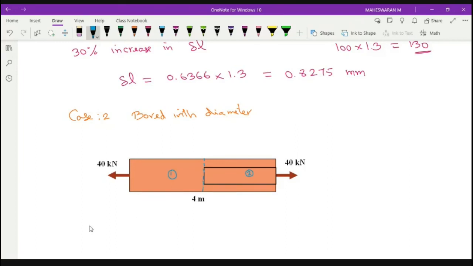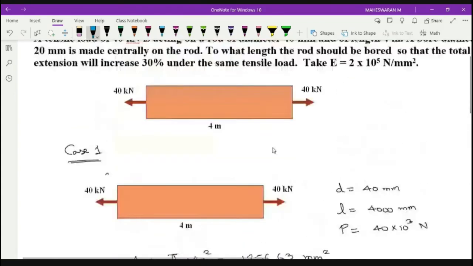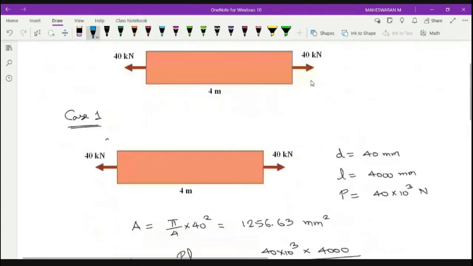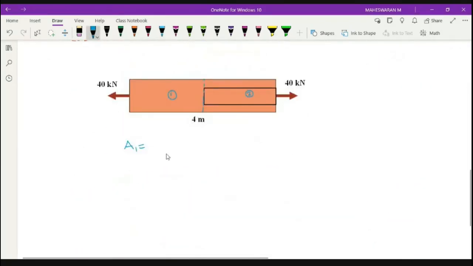So for the first one, you already know the area. So A1, which we already identified, for 40 mm diameter, is 1256.633. So this is my cross section area for segment 1.